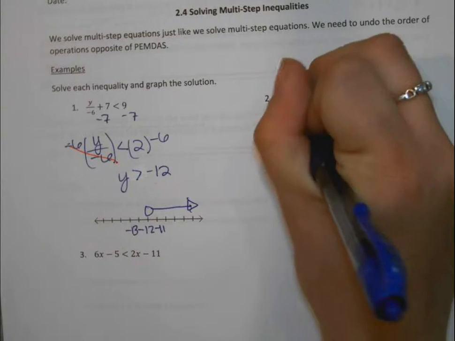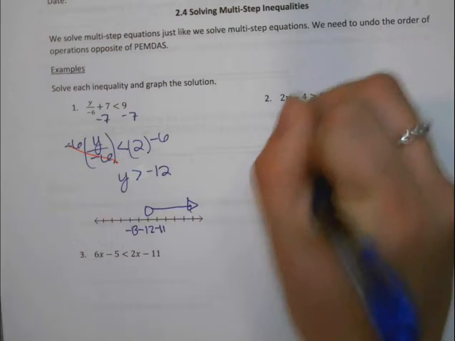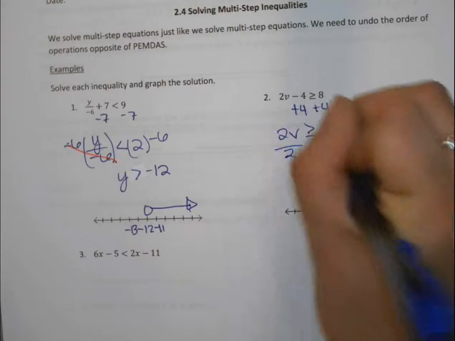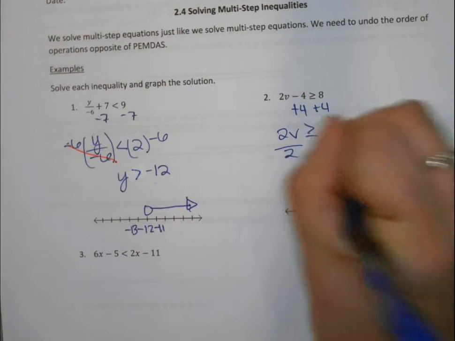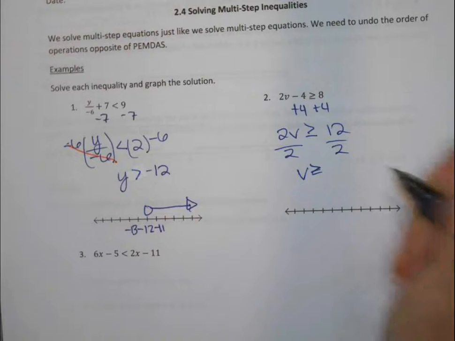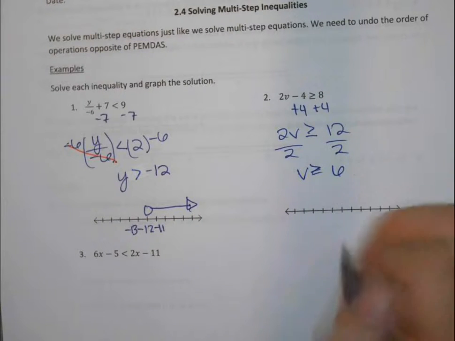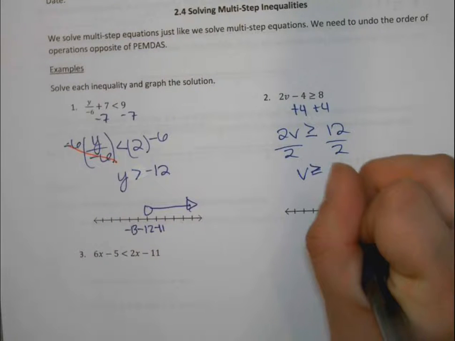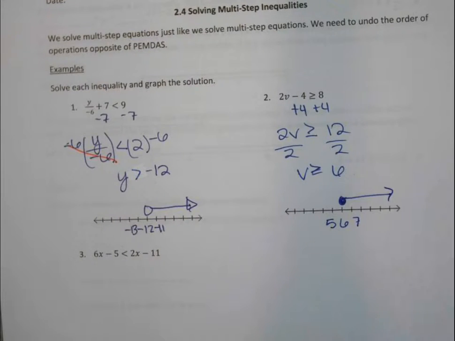Same thing with number 2. I'm going to add 4 to both sides. So I get 2b is greater than or equal to 12. Divide both sides by 2. b is greater than or equal to 6. So I go ahead, put my numbers on the number line. Solid circle because it's equal to, and it goes to the right because of the direction of the sign.